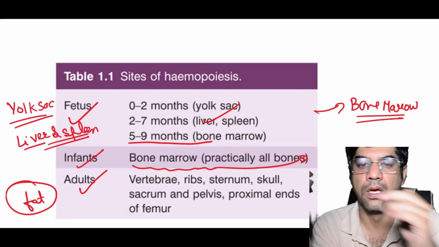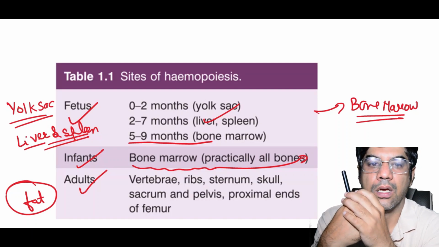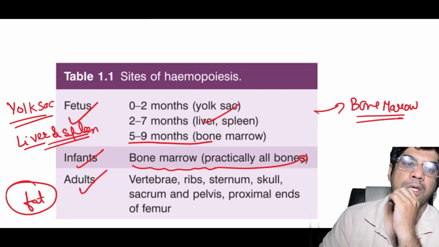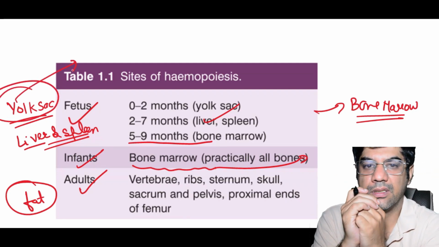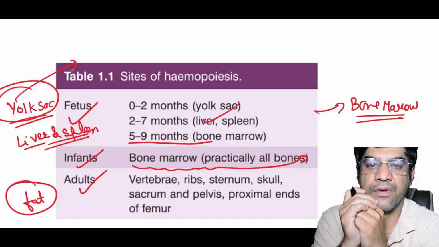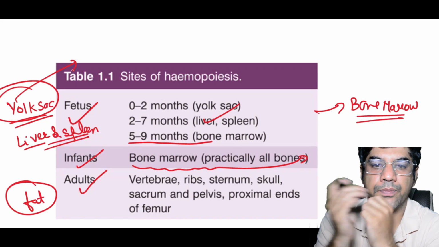So remember that for embryonic hematopoiesis, the blood cells first appear in the yolk sac from the primitive stem cells, and by the third month they arise in the AGM region, that is aorta, gonad, mesonephros region, and they migrate to the liver, and by the fourth month they migrate to the bone marrow.